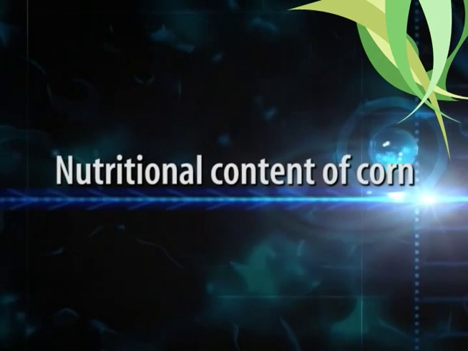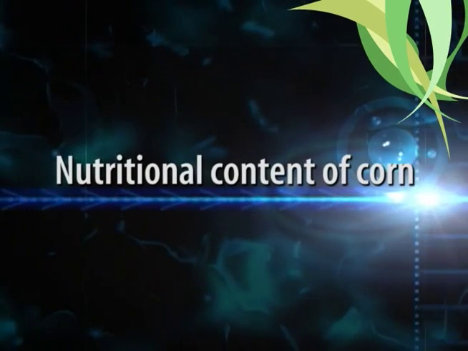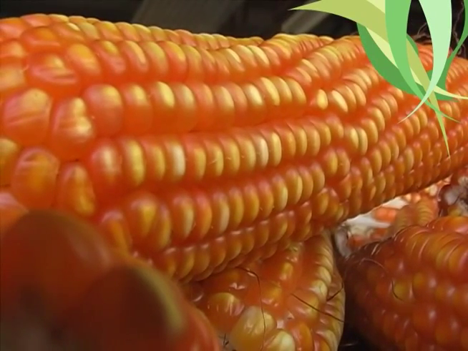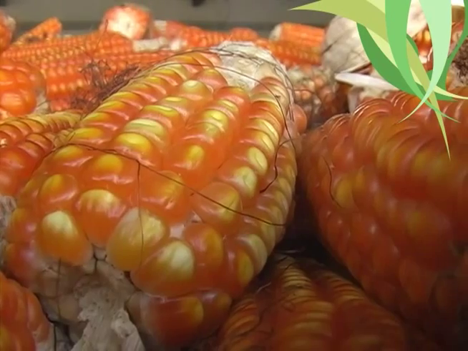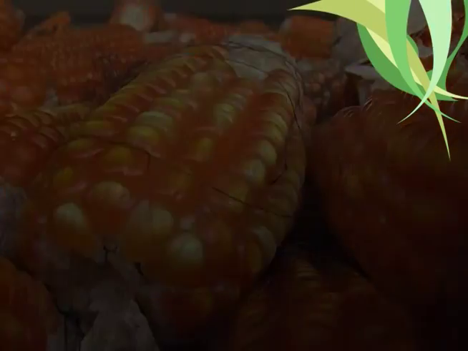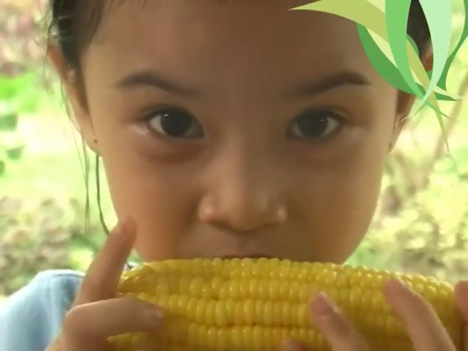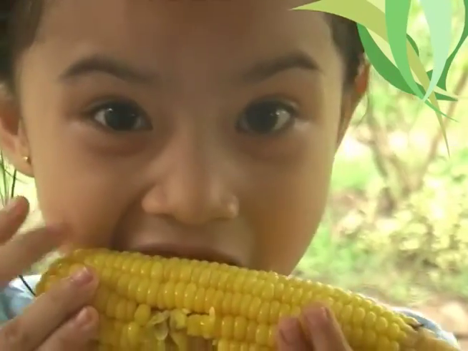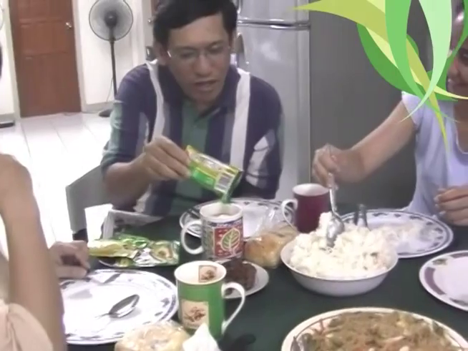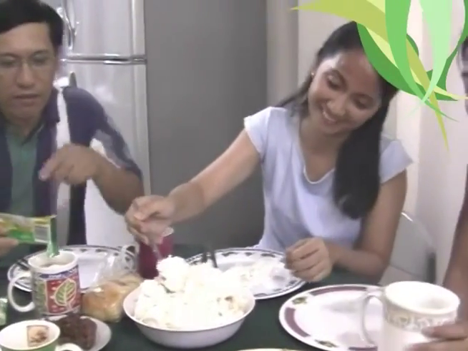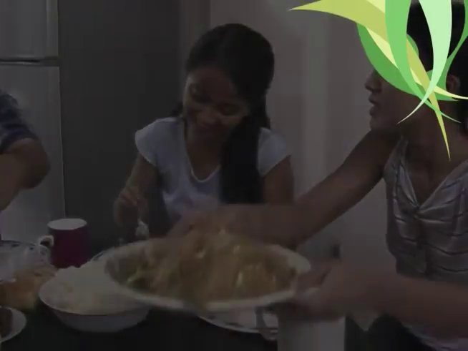Now let us talk about the nutritional attributes of corn. Generally, yellow foods are a good source of beta-carotene, a precursor of vitamin A. Yellow corn is a rich source of carotenoids that protect our vision, help maintain our immune system, promote healthy skin, and inhibit the growth of cancer cells.